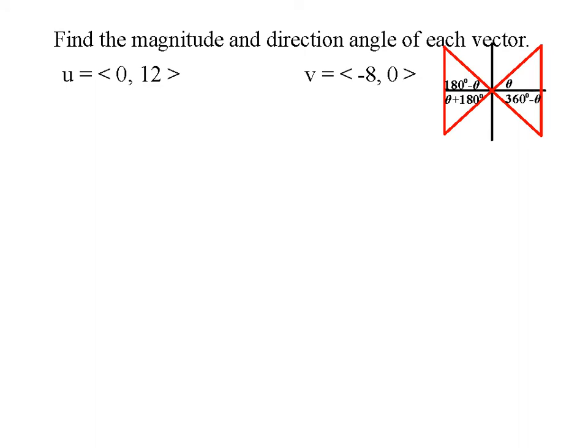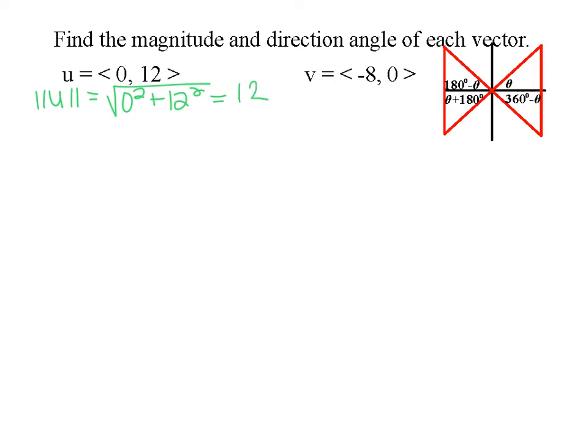All right, so now we're going to combine things a little bit: find the magnitude and direction angle of each vector. To help you remember, magnitude is the square root of a squared plus b squared. So the magnitude of this vector is just going to be 12.